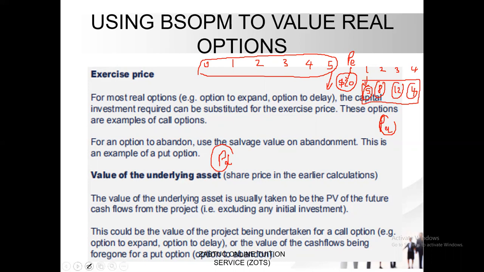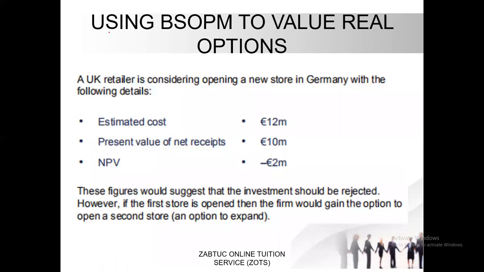Now I'm sure you're saying, no, Mr. P, we need an example. I'm sure a number of you said, we need an example to demonstrate that. Here's a good example. A UK retailer is considering opening a new store in Germany. The estimated cost is 12, and the present value of net receipts is 10. So that gives us an NPV of -2. So according to traditional investment appraisal, what's the decision? These figures would suggest that the investment should be rejected.